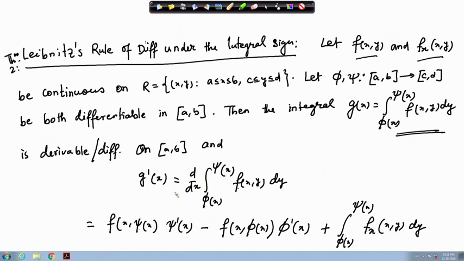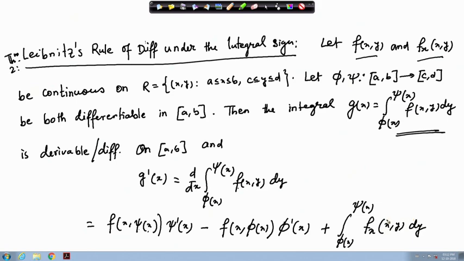Then we can talk about its differentiability, and the rule of differentiation is that we first substitute psi(x) in the place of y, the upper limit, which gives f(x, psi(x)) times psi'(x), minus f(x, phi(x)) times phi'(x), plus the derivative will come inside.